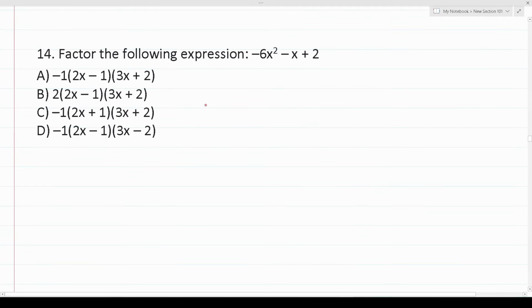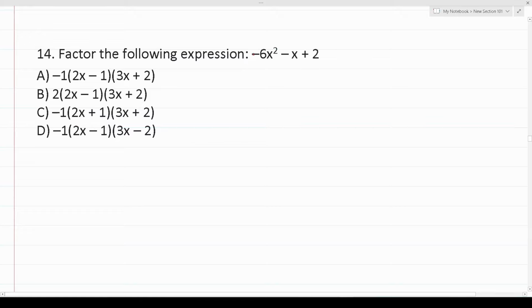Number 14 says factor the following expression. We have negative 6x squared minus x plus 2. All right, so you may have noticed that in almost all of my practice tests, I have questions involving factoring. And as it happens, those questions range from being very easy to being very difficult. Well, as it happens, number 14 is actually pretty difficult. So let me try to walk you through this one as best I can.